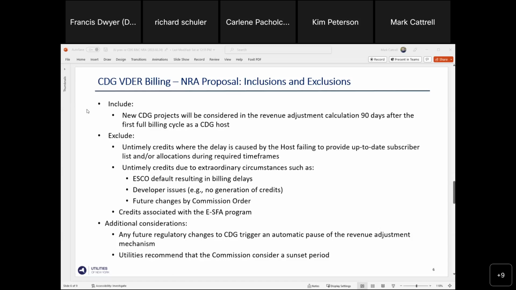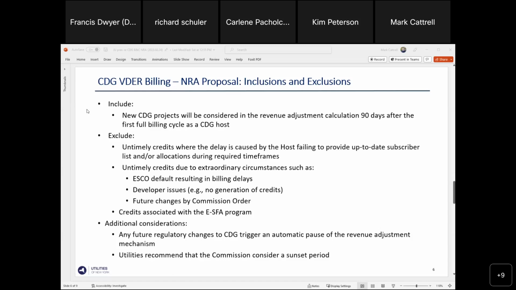Another exclusion to call out is credits to the expanded Solar for All projects. There's a different mechanism to apply those credits to customer bills. And at least in National Grid, hosts participating in that program get monthly payments for their generation that is independent of the timing of customer bill credits.